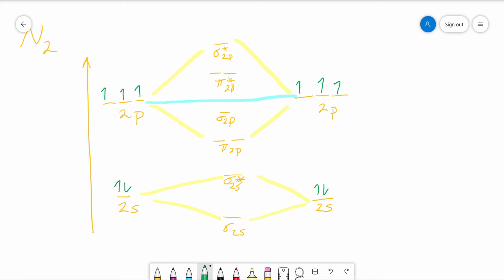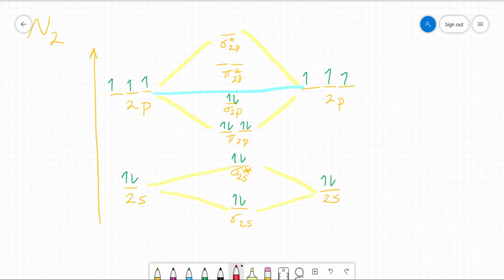Okay, so there we go. I just like to do that because it helps keep things a little bit more orderly. So we have 10 electrons. We start at the bottom, we go up: 1, 2, 3, 4, 5, 6, 7, 8, 9, and 10. Okay, there we go. So answer the same questions we have been answering: paramagnetic, diamagnetic. This is, of course, diamagnetic.